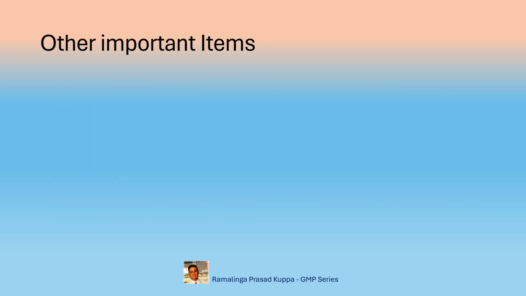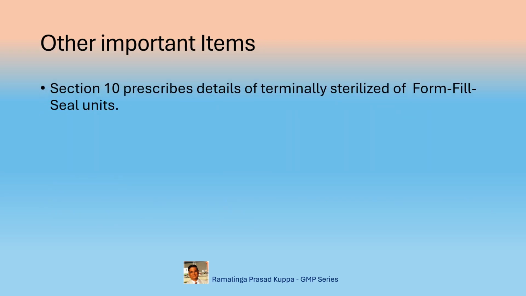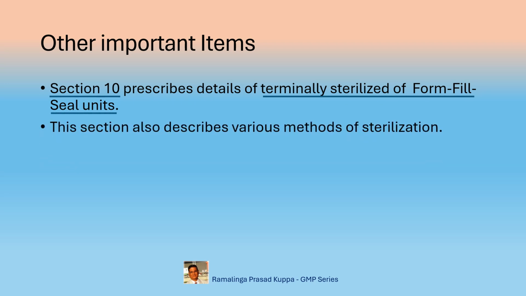Other important items. Section 10 prescribes details of terminally sterilized form fill seal units. This section also describes various methods of sterilization. Details of this section 10 are not discussed in detail within this video program. We will discuss at an appropriate opportunity.